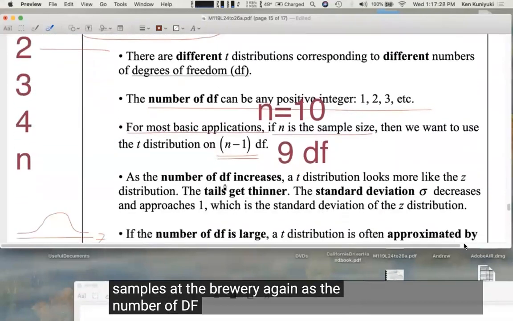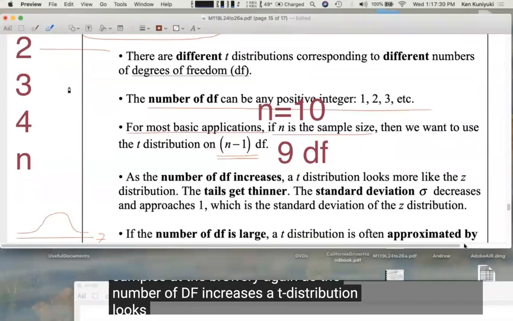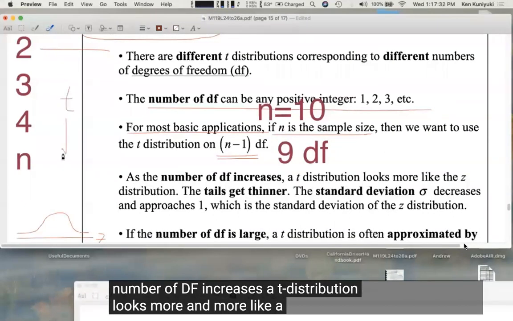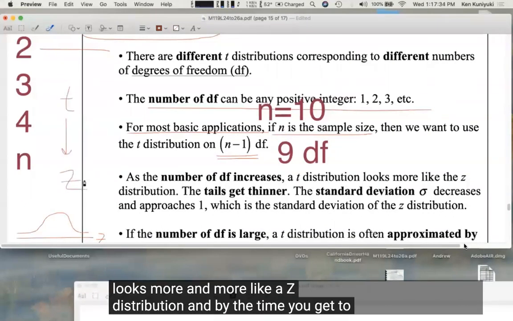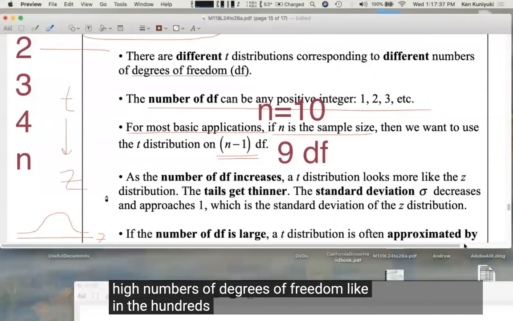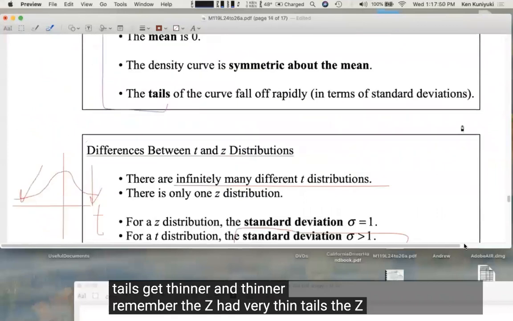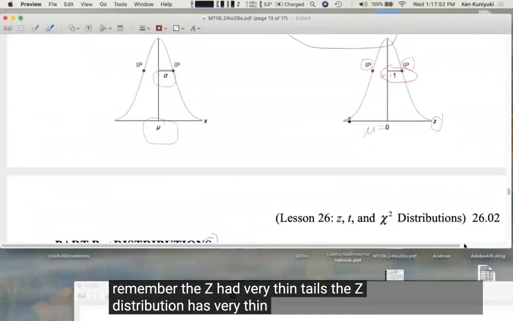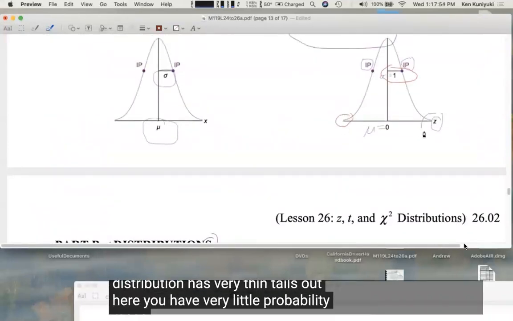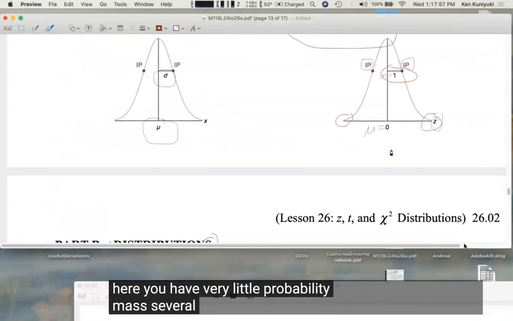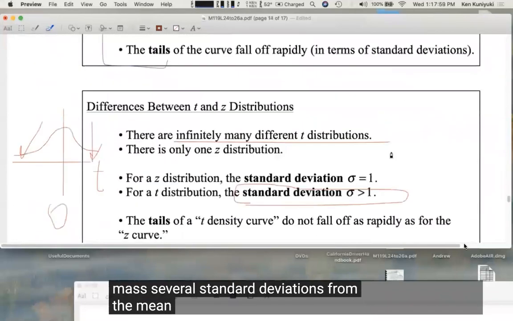Again, as the number of df increases, a t distribution looks more and more like a z distribution. And by the time you get to high numbers of degrees of freedom, like in the hundreds, like for a poll sample size, then for all practical purposes, you can use a z. The t distributions, their tails get thinner and thinner. Remember, the z had very thin tails. The z distribution has very thin tails out here. You have very little probability mass several standard deviations from the mean.